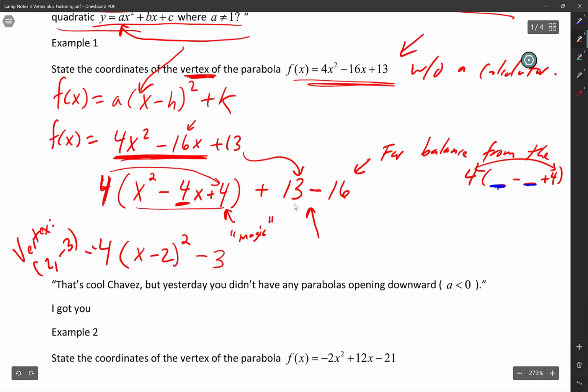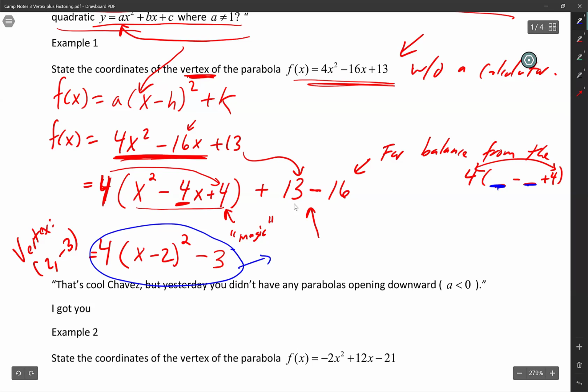Now, some of you are saying, okay, Chavez, I get it, we just did it. But why? I don't understand why it works. Well, it works because, one, you're not changing the function. Check it out. I'm going to expand this. Whatever you see in blue, don't write, guys. Just observe all this that we're doing right now. Don't write this down.